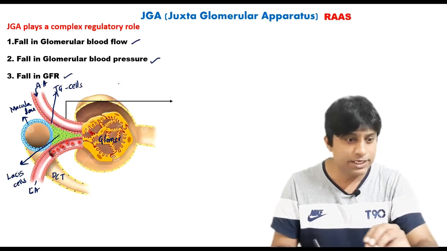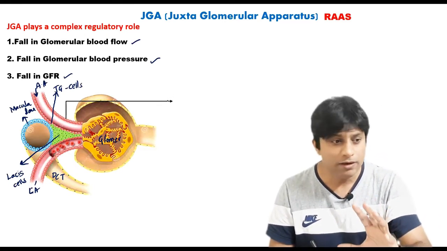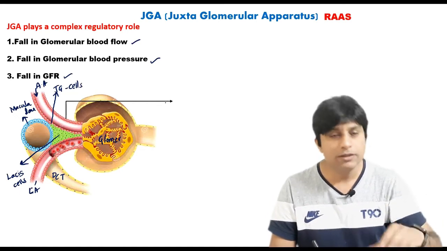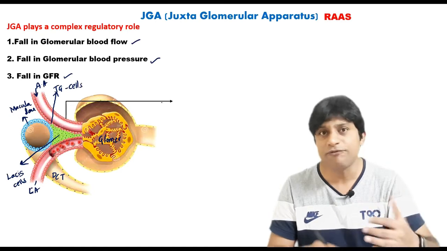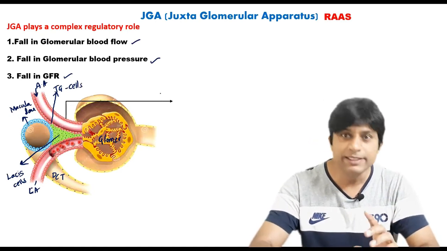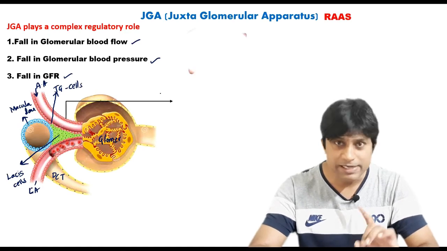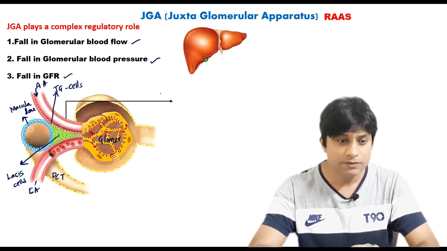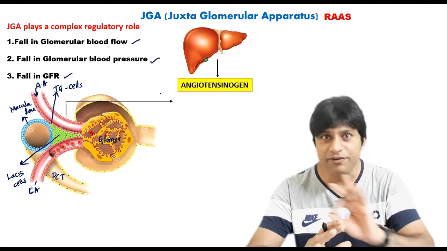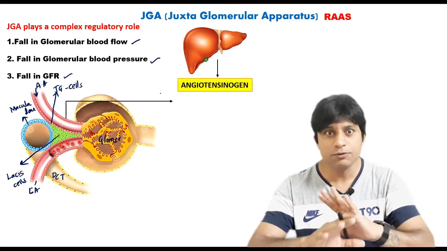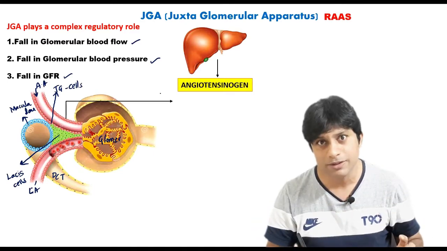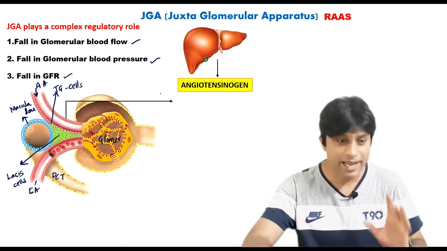I said these juxtaglomerular cells play a role when there is a fall in glomerular blood pressure or glomerular blood flow, or a fall in GFR. So how this occurs, let us find out. First, in our body, naturally, the liver produces angiotensinogen. This is produced every time, not only during a crisis. In the blood circulation you can always see angiotensinogen. But this is not activated.